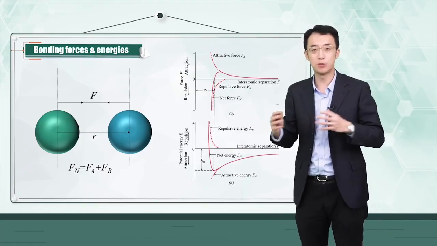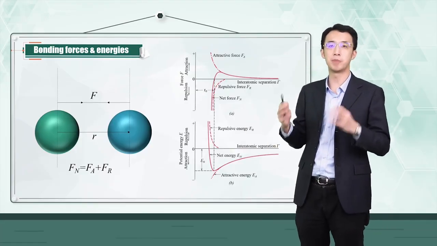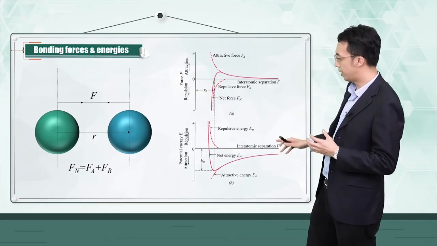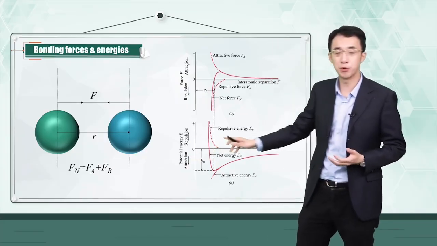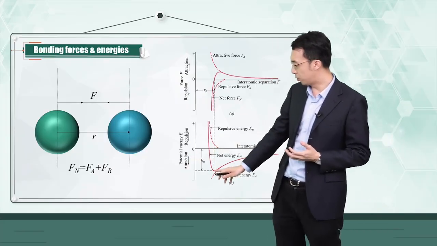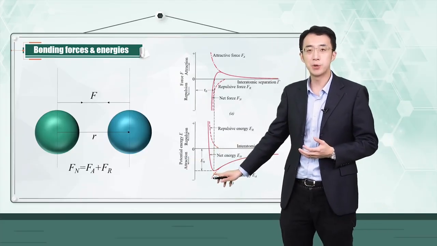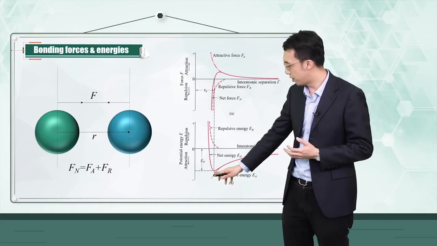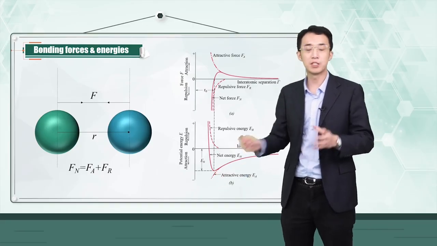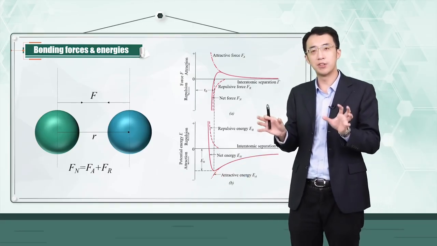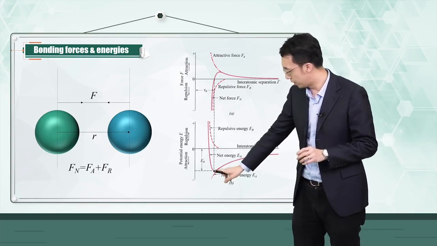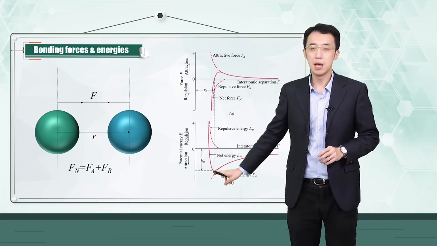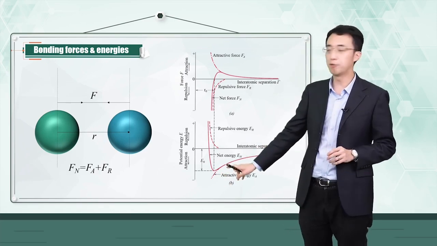So probably you all know that when two atoms are close to each other, they may repulse or attract each other based on the interatomic spacing. And this is the potential energy between the two atoms. There is an equilibrium position where the potential energy curve has a minimum, where the atoms are at their equilibrium state. So this is called the equilibrium interatomic spacing.